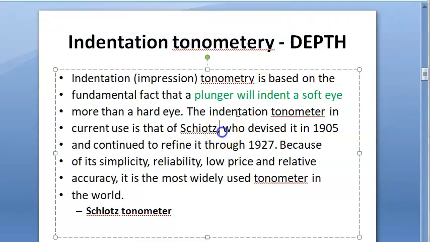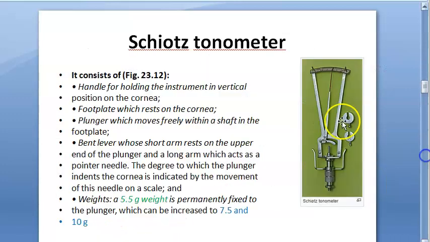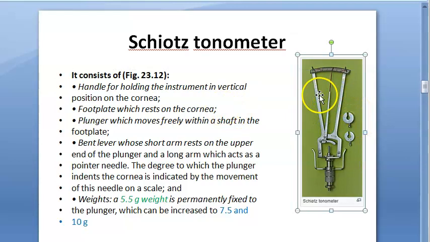And when it comes to indentation tonometer, the plunger will indent the soft eye more than the hard eye. You have the Schiotz Tonometer. It's cheap. You don't need any current or any electronic transducer to convert anything. It will directly give you a reading based on how much it's plunging.